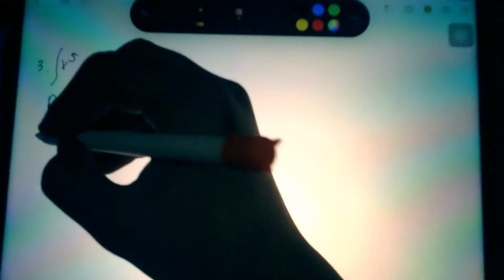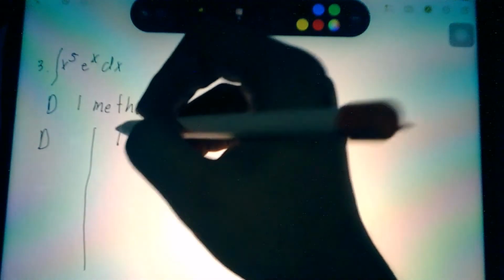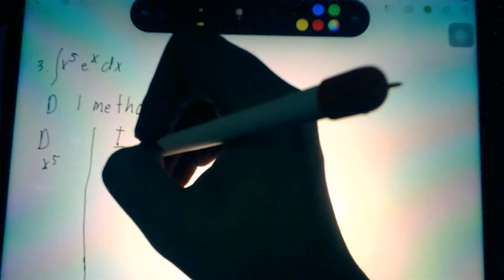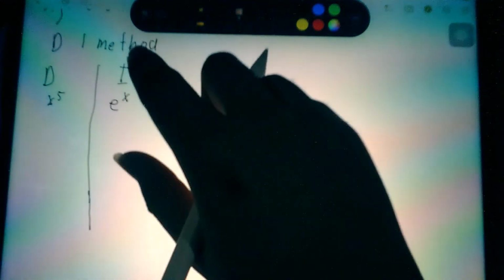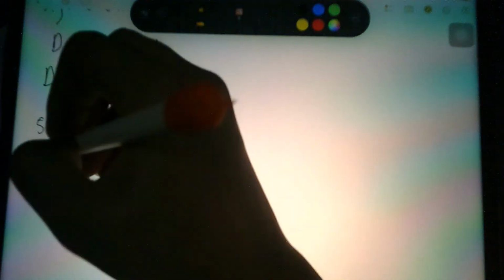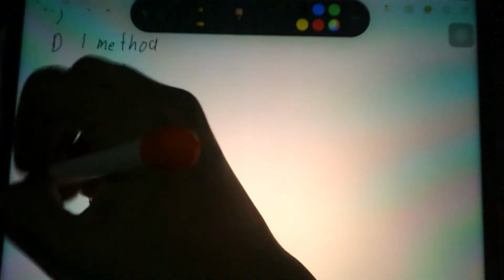D here stands for the derivative of our u, and I here stands for the integral of our dv. So let's do that. Our u here is just x raised to 5, and the integral of our dv here is just e^x. So now we derive x raised to 5 until it reaches 0. So let's do that. 5x to the 4, and then 20x cubed, until we reach 0.